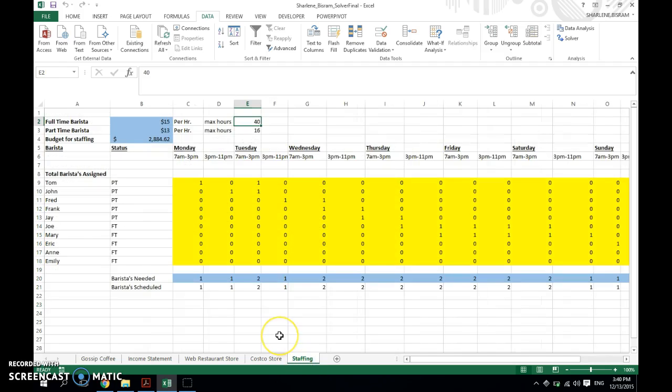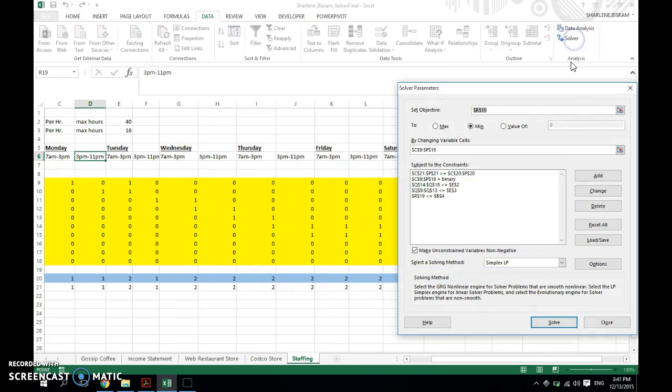I was also curious about staffing. Gossip Coffee currently has 10 employees, 5 part-time and 5 full-time. The full-time staff gets paid $15 an hour, and the part-time staff gets paid $13 an hour. The weekly budget I got from the income statement, it's $150,000 a year, and that means our weekly budget for staffing is $2,884. There are 2 shifts that need to be covered that are each 8 hours long.